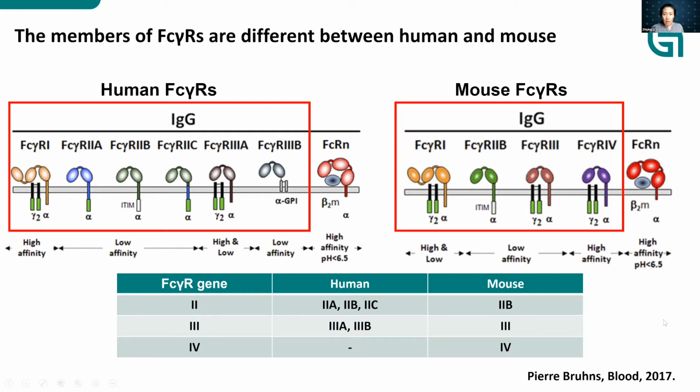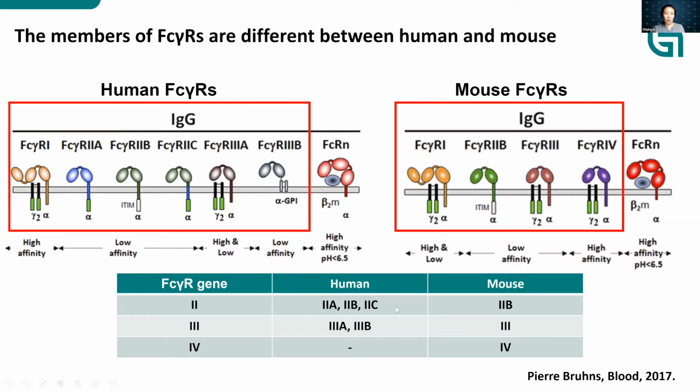So as you can see on the diagram, there is a significant difference between the human FcγRs versus the mouse FcγRs. To begin with, there are 3 subclasses among the human: 1, 2A, 2B, 2C, 3A, 3B. In the mouse, though, there are only 1, 2B, 3, and 4. And in the middle parts, you probably wouldn't be able to remember, but you can tell different receptor subclasses have different affinity to the IgGs. And we'll have a bit more discussion on that.